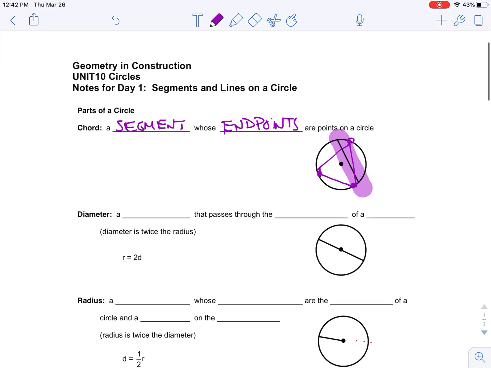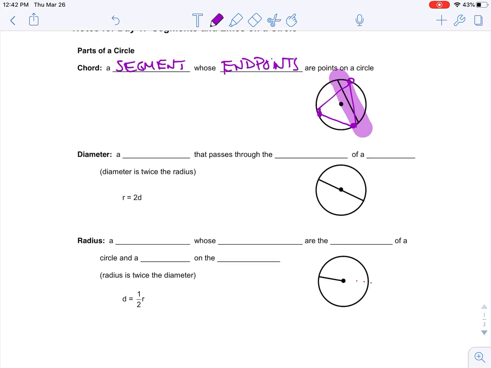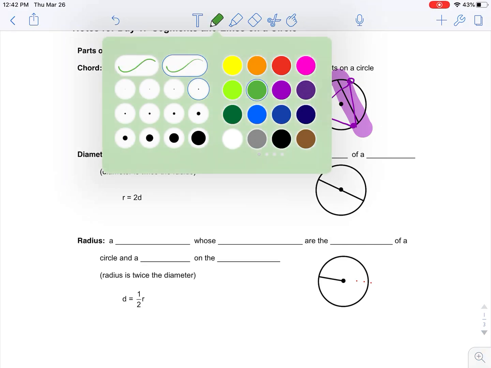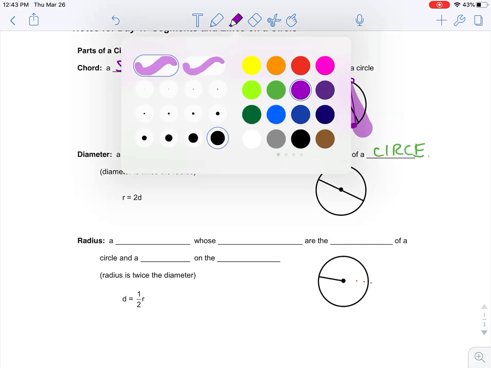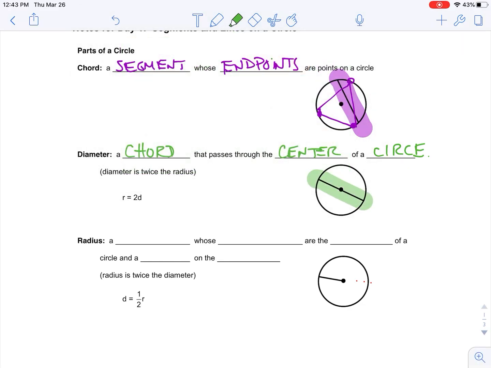Whereas a diameter is a word you do know, but you might not have ever thought of it as a chord before. A diameter is a chord, see I'm using that word, a chord that passes through the center of a circle. So it's a special chord that goes through the center. So that's the most important one. And they don't say it in these notes. Let me just add it on here. It's the biggest chord possible.